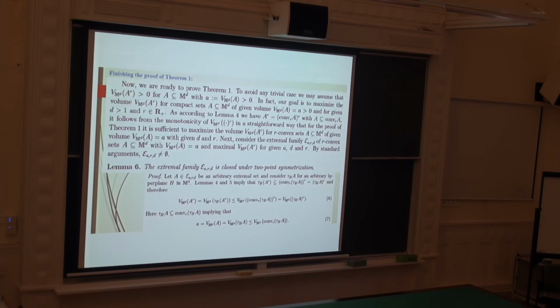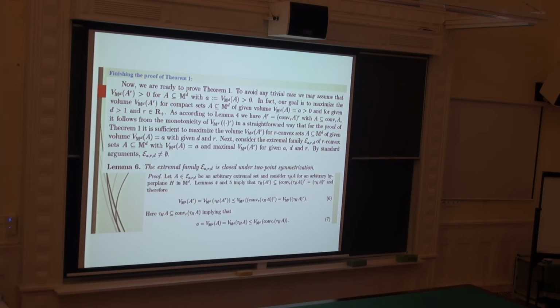I don't go into details here. What I really want to do is just to say that the rest of the proof is more or less standard. We will investigate the extremal bodies for which the R dual has maximum volume, and we observe with the help of this key lemma that the extremal family is in fact invariant under 2-point symmetrization. And the rest then follows.